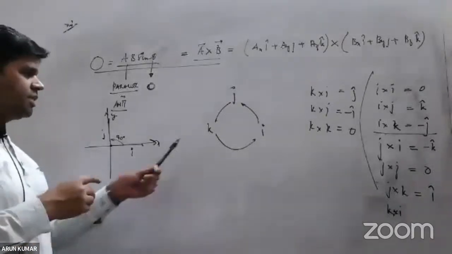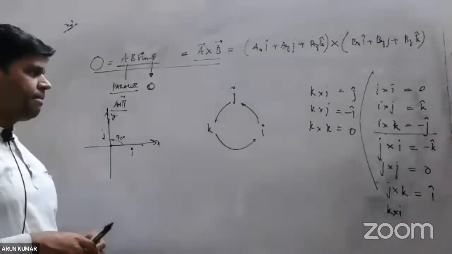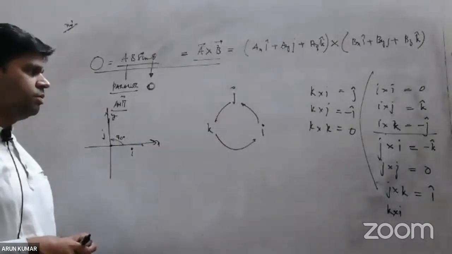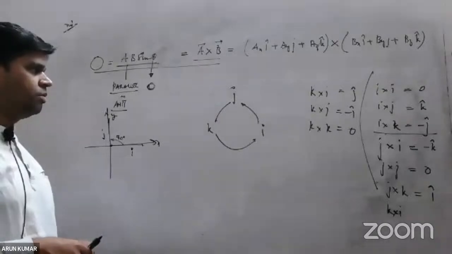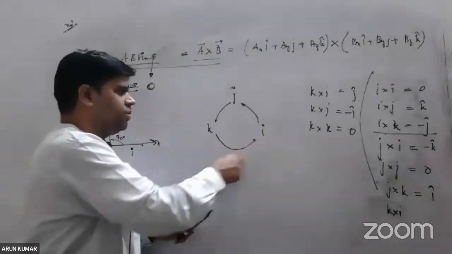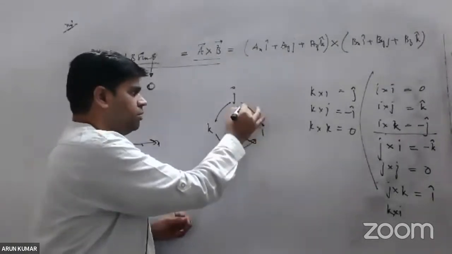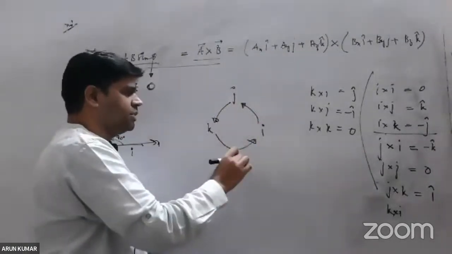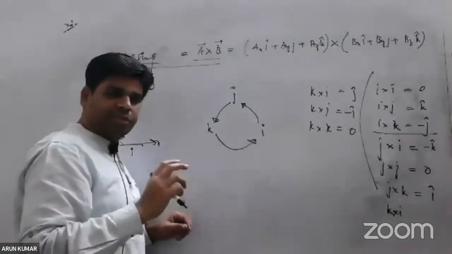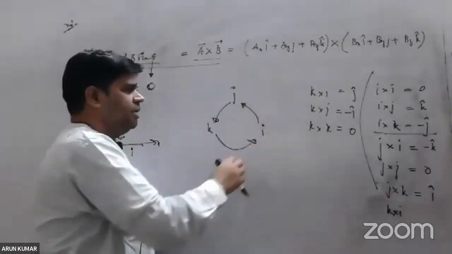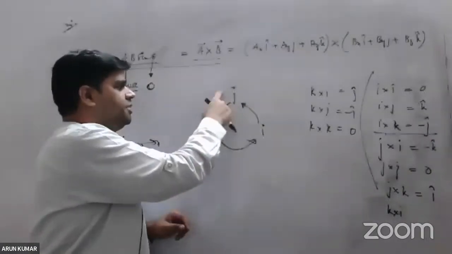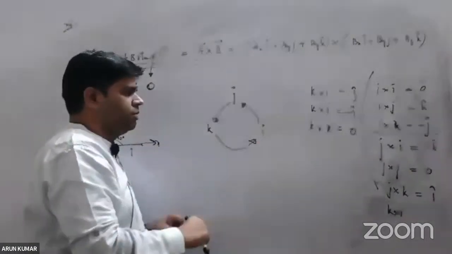Okay, so I'll ask you, what is I cross k? You can tell it from this one. I cross k is minus j. I'm going clockwise, right? If I go anti-clockwise, I take the third vector as positive. If I go clockwise, I put a negative sign in front of the third vector. So j cross I is minus k. J cross k is I cap.